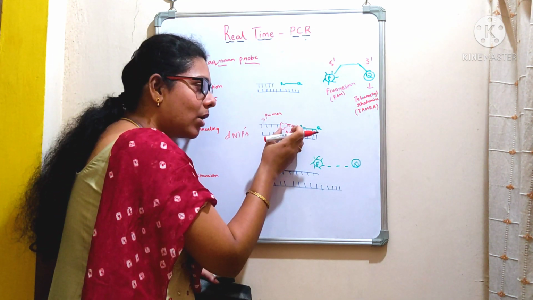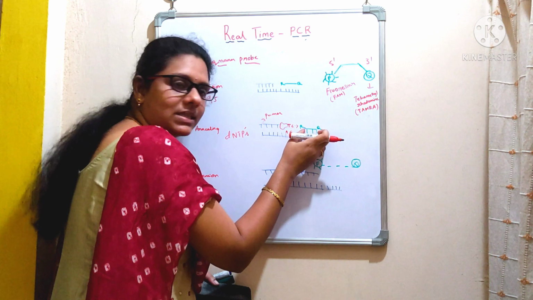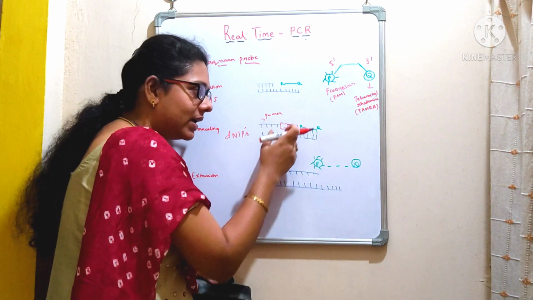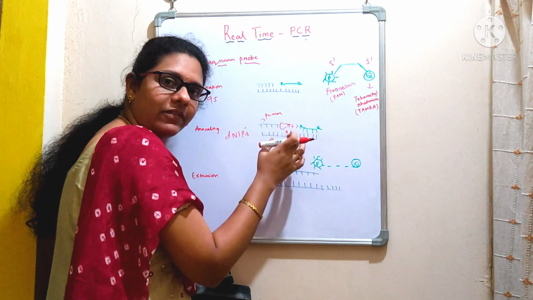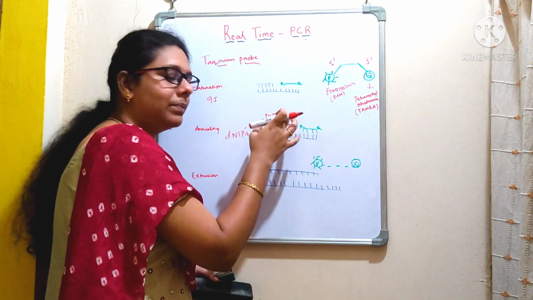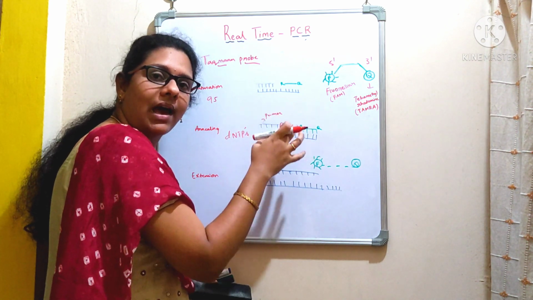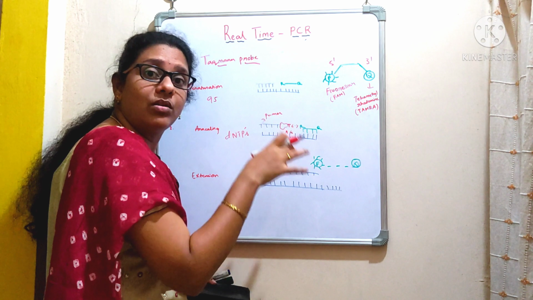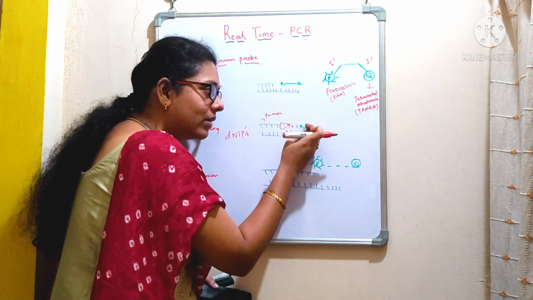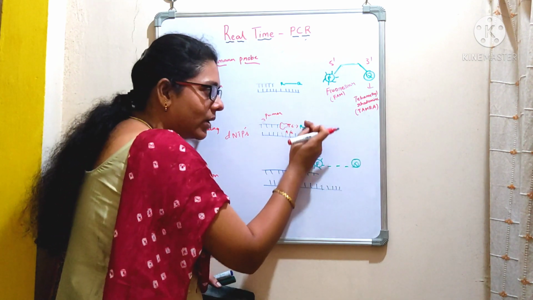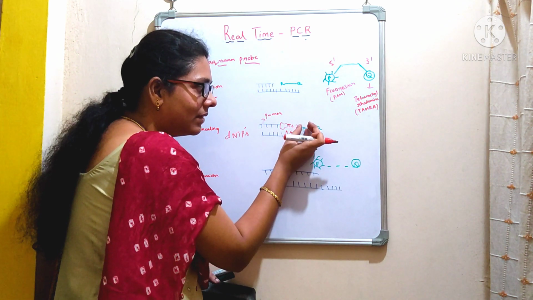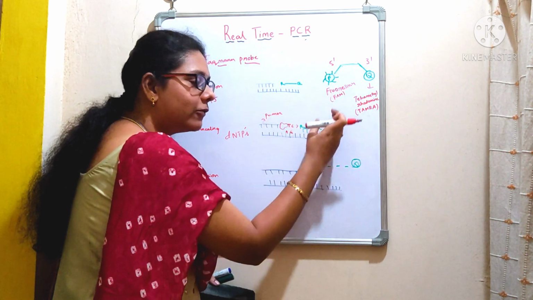Once this DNA polymerase reaches near this TaqMan probe, what is it doing right now? It is synthesizing the DNA, right? It has a 5' to 3' polymerase activity. At the same time, this DNA polymerase has a 5' to 3' exonuclease activity, right? With that activity, it is going to remove this probe. It is going to cleave the probe. When it is cleaved, that is when this reporter is separated from the quencher.